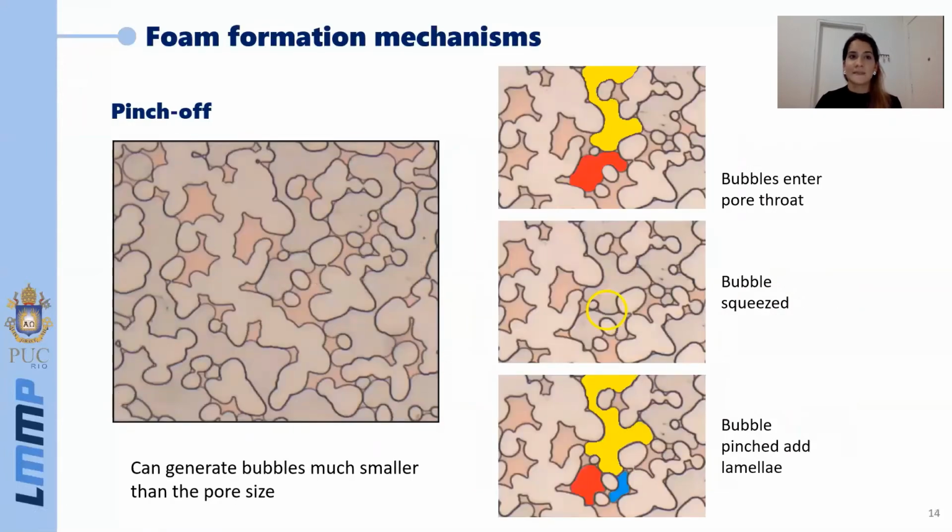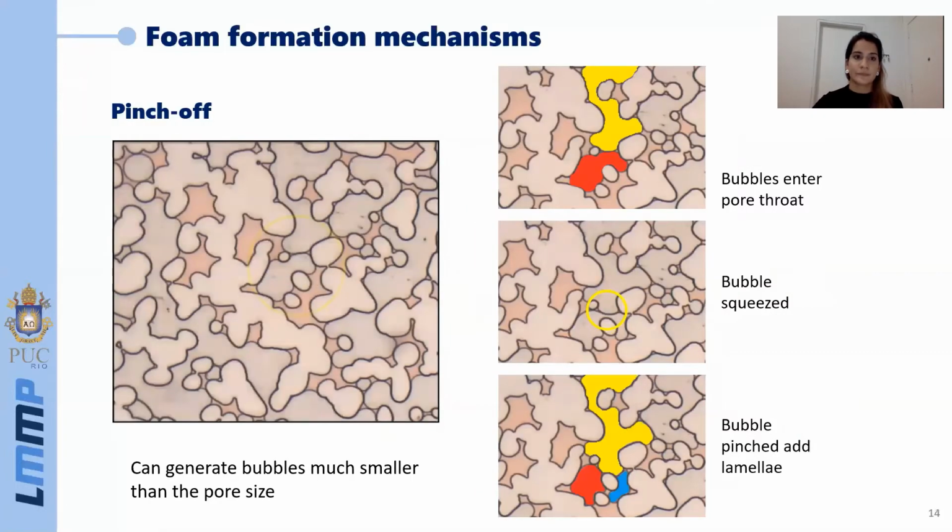The last mechanism is called pinch-off. You can see here in this yellow area, the pinch-off can generate bubbles that are smaller than the pore size. One bubble pinches another bubble against the post here, and this bubble squeezes the other and forms another lamella. So at the end, we created another lamella.